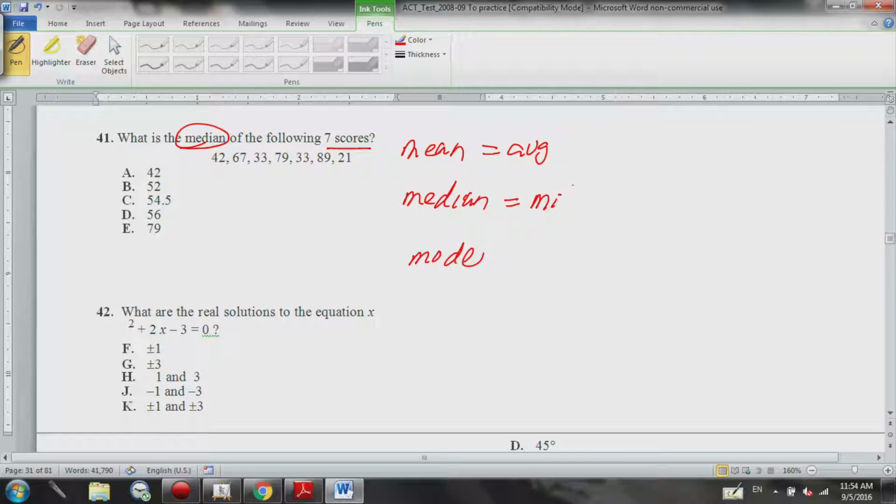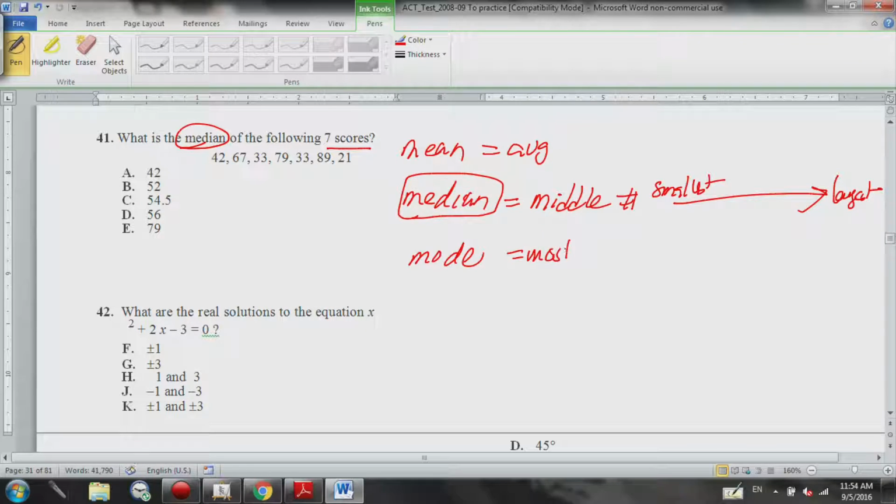Median is the middle number of a set of numbers. But you have to keep one thing in mind. When you're trying to find the median, the middle number, you have to arrange the numbers from the smallest to the largest first. Okay, and mode is the most common number.